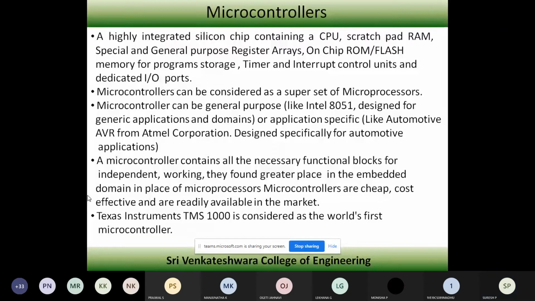So these are the things which you are going to have in microcontrollers. A microcontroller contains all the necessary functional blocks for independent working. They found greater place in the embedded domain, and they are cheap, cost effective, and readily available in the market. If you go to the market, you can buy a microcontroller for 100 rupees or 150 rupees. If you go to SP Road and check for 8051, you will get it depending upon the different manufacturer, even for 70 rupees, up to 100 or 150, depending upon the quality of the microcontroller or the manufacturer.